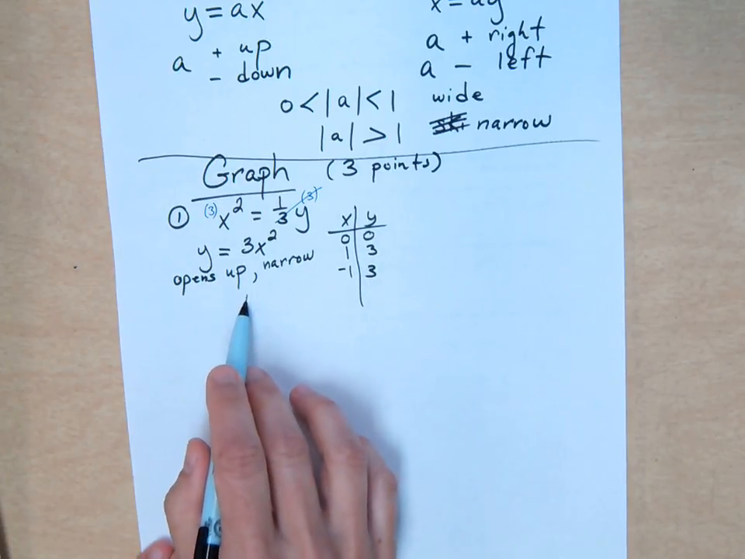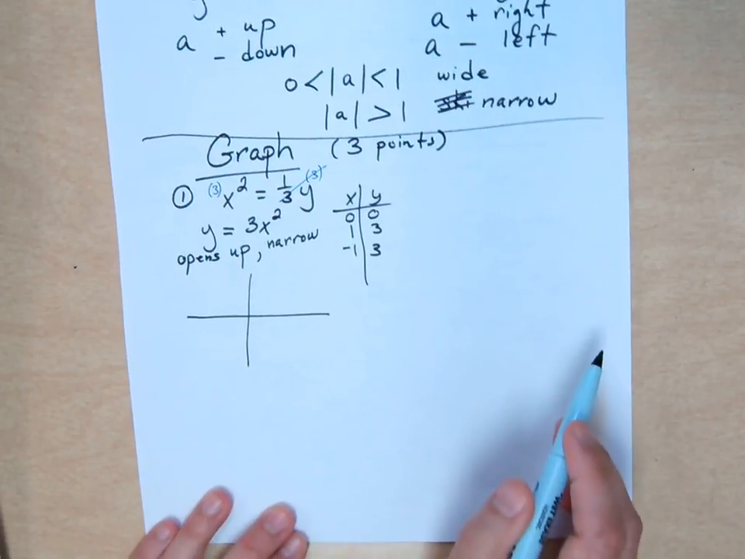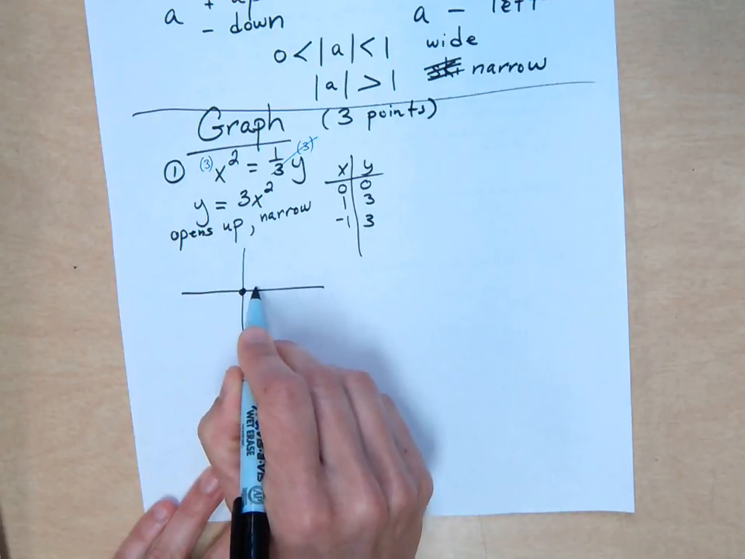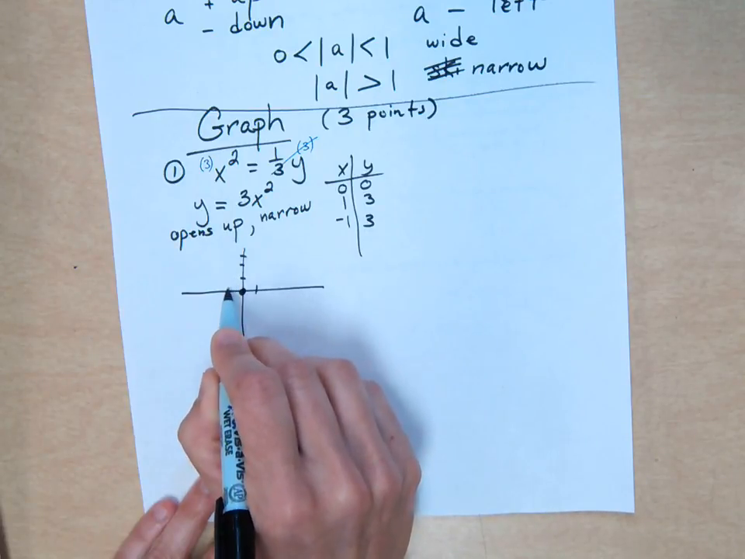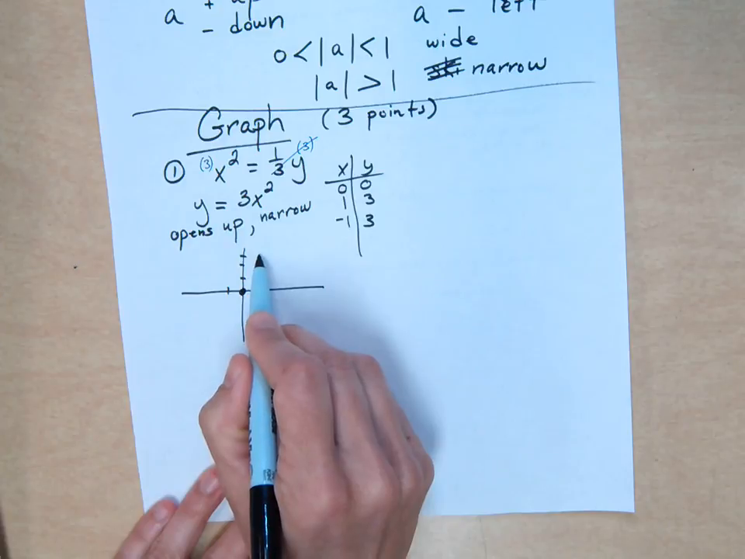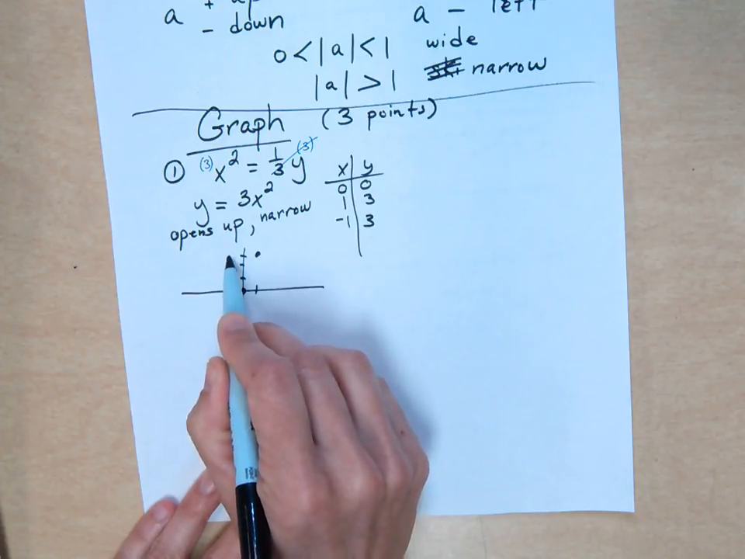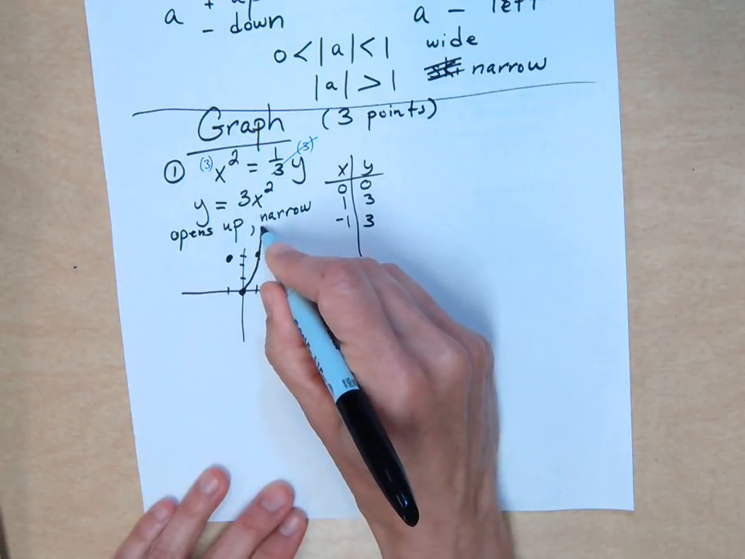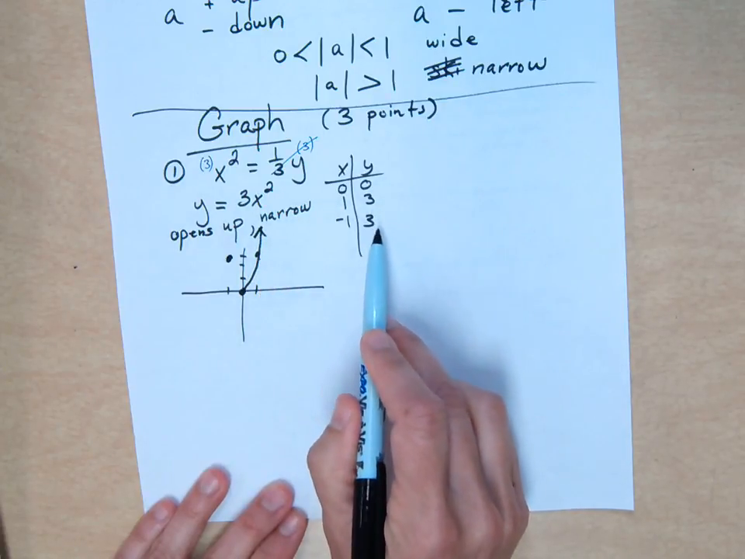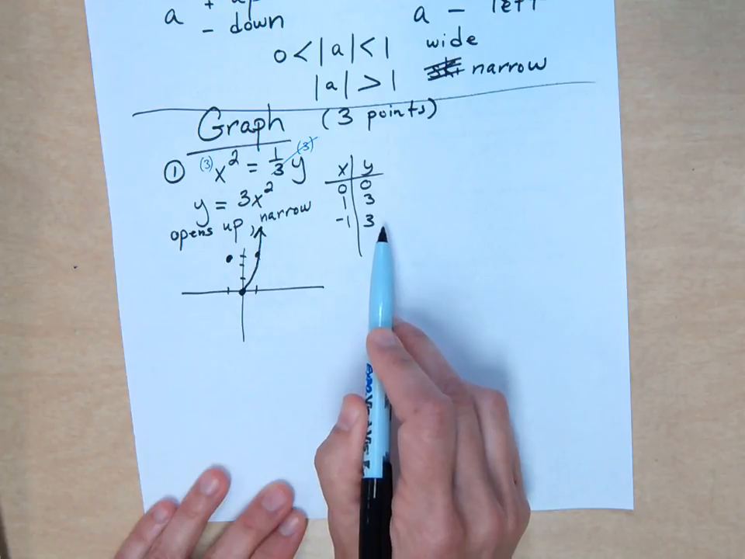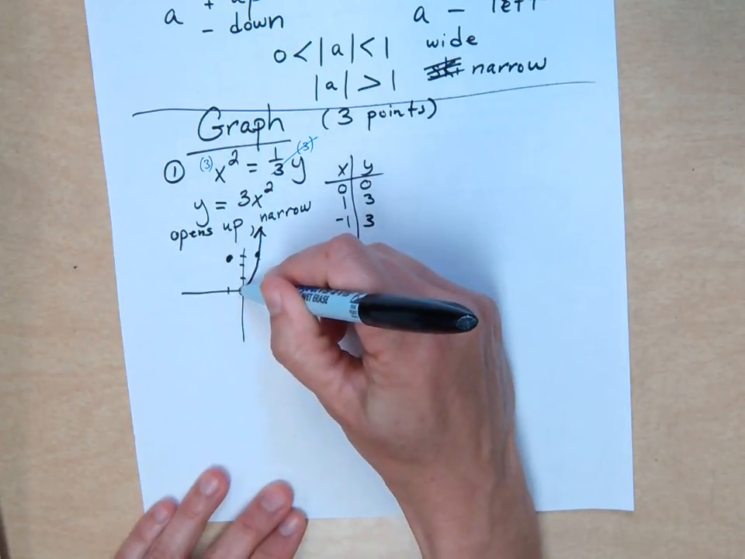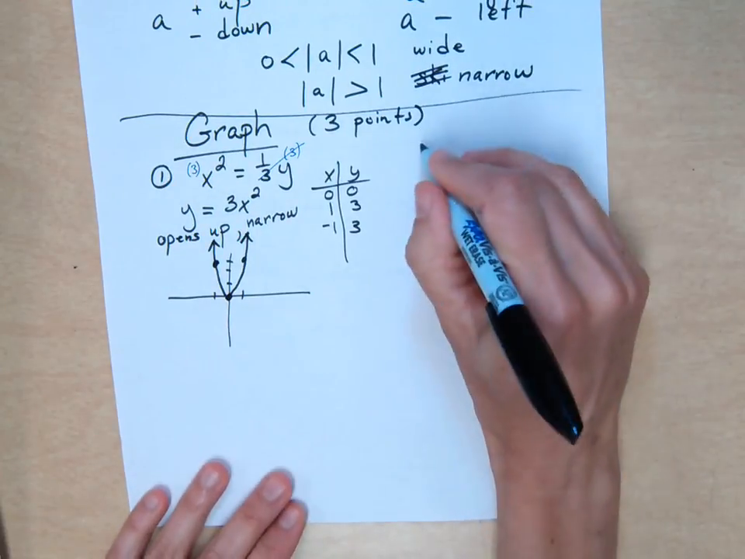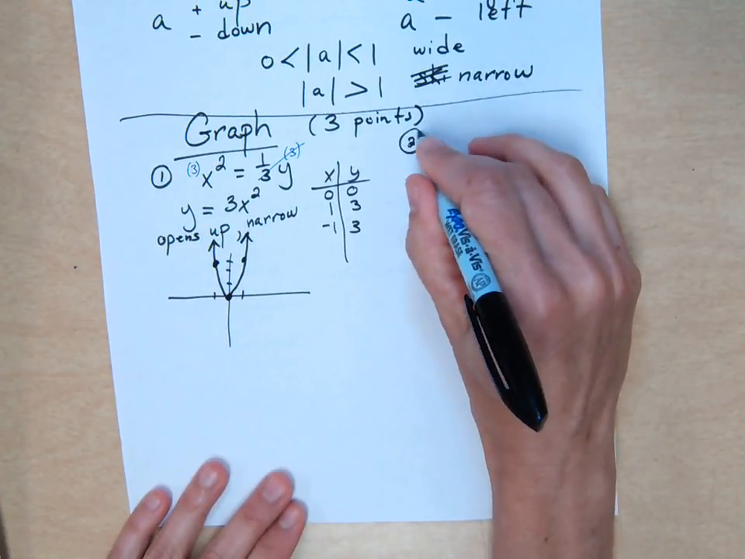And that's all we have to do to sketch our graph, just plot those points. 0, 0. We know it opens up. 1, 3 and negative 1, 3 are here and here. The reason it's narrower is because these y values are 3 times as big as they normally would be, so of course it stretches it vertically. And that is that.